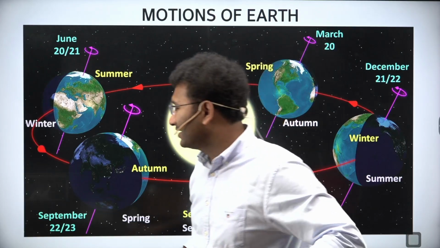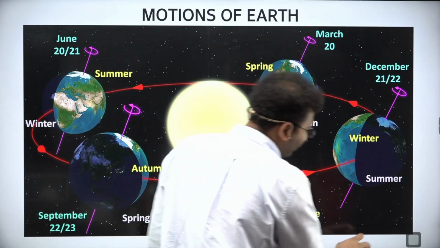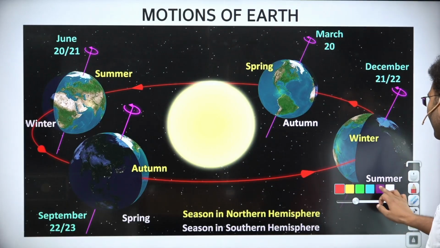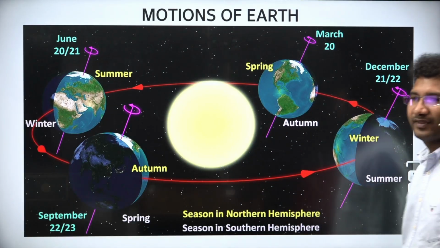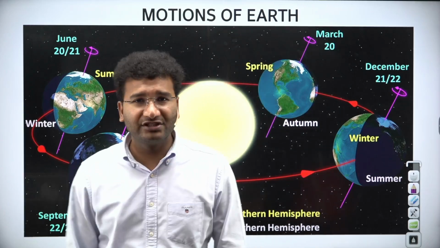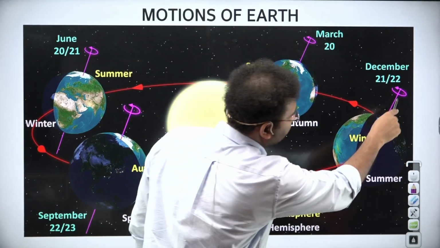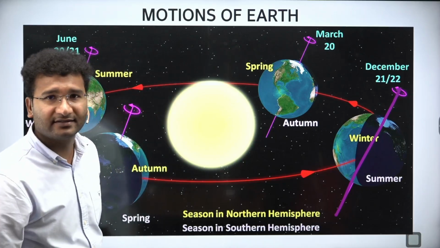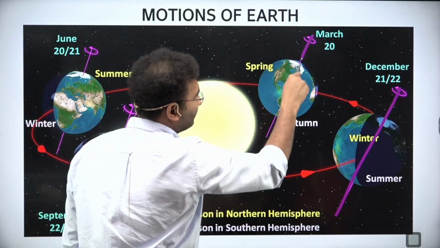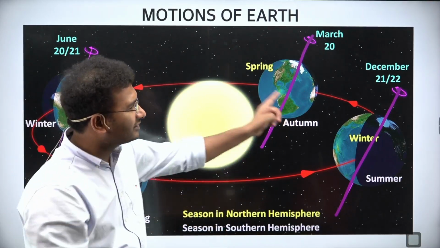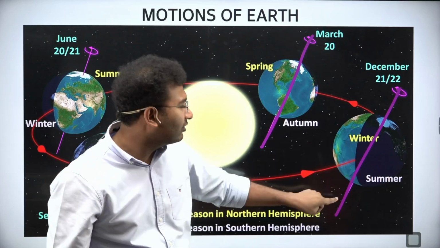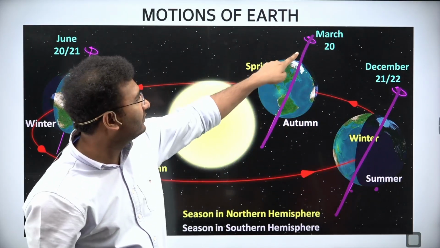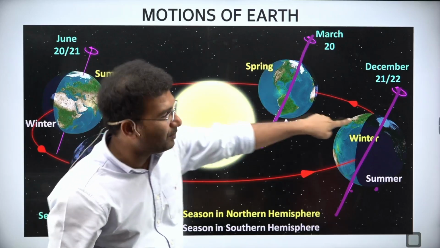And one last thing that I wanted to tell you is, look at the positions of the axis. This is the position of the axis, right? And this is also the position of the axis. Are they parallel to each other? From the month of summer, that is June, to the month of March, the axis is parallel to each other.